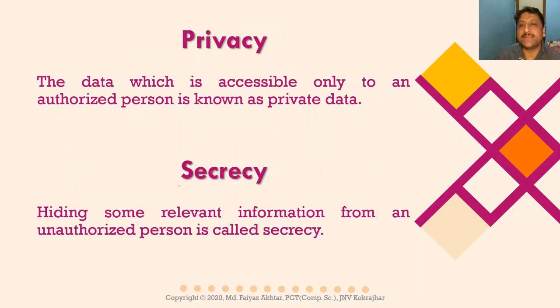Privacy. The data which is accessible only to an authorized person is known as private data. It is known as privacy. Secrecy. Hiding some relevant information from an unauthorized person is called secrecy.